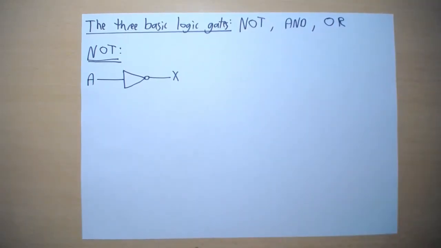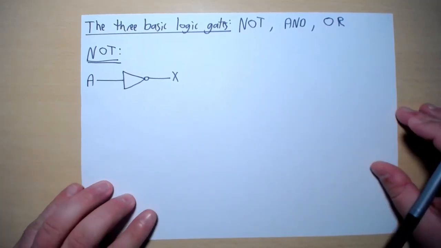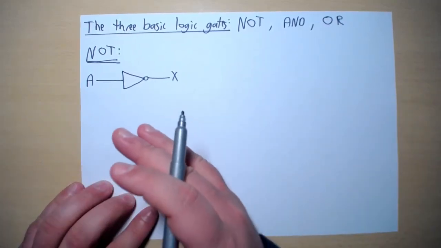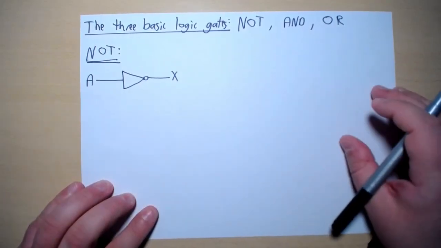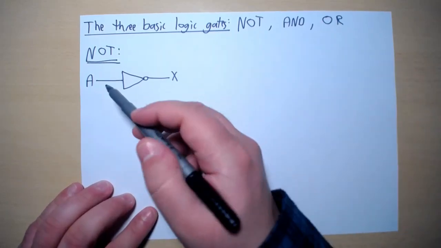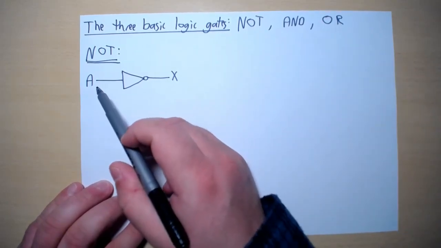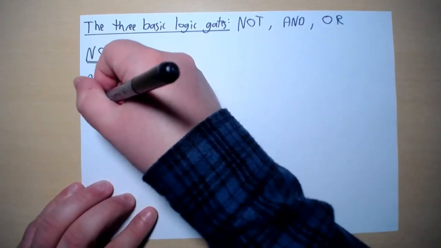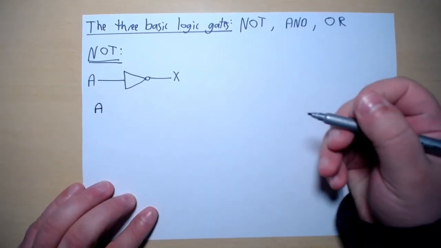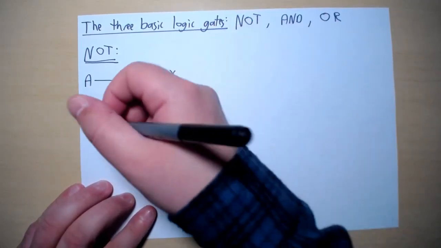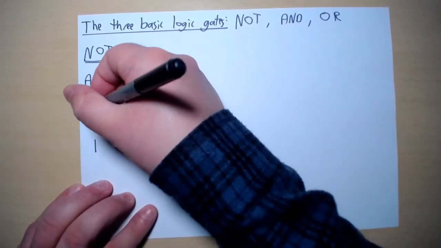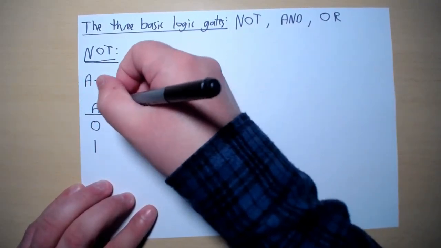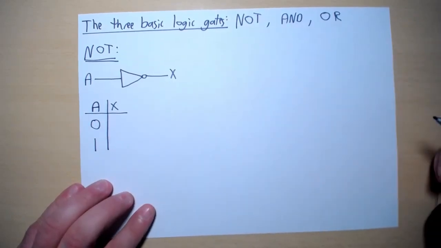To understand what a logic gate does, we have to draw a truth table. The truth table will show the input combinations and the respective outputs for those inputs. In this case, since there is only one input, the inputs in this truth table are going to be either a 0 or a 1. So we have two inputs in all. The output is going to be X.